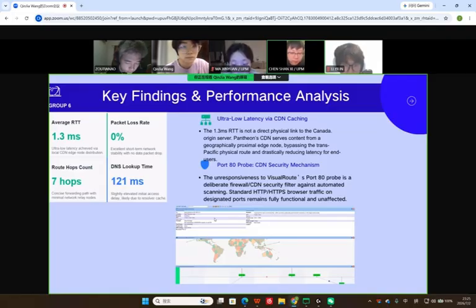Only the DNS resolution time is slightly higher. In addition, port 80 cannot be detected by the testing tool. This is caused by network security protection, not a network error. Daily internet browsing is not affected.